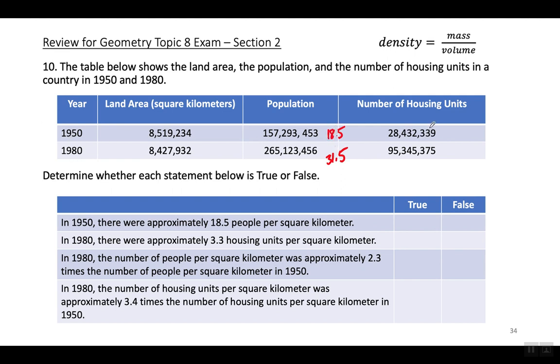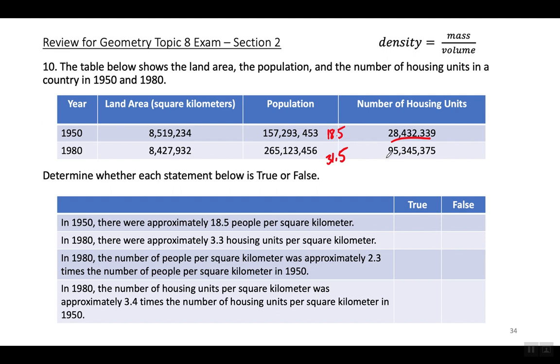Now let's check the same thing for the number of housing units per square kilometer. All I'm doing is dividing this number by this number: 28,432,339 divided by 8,519,234.